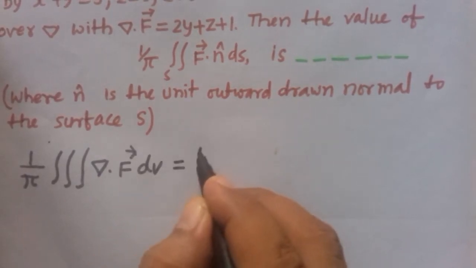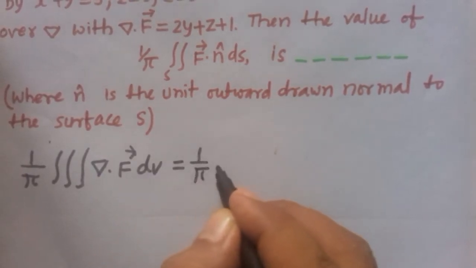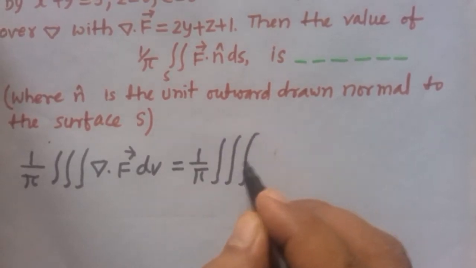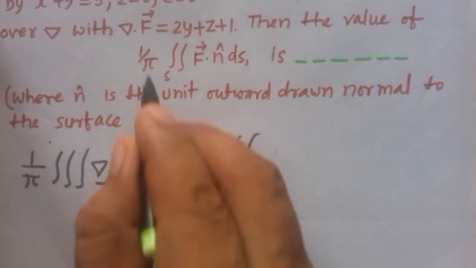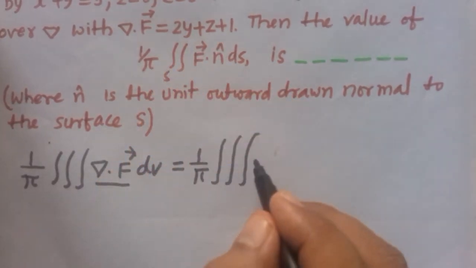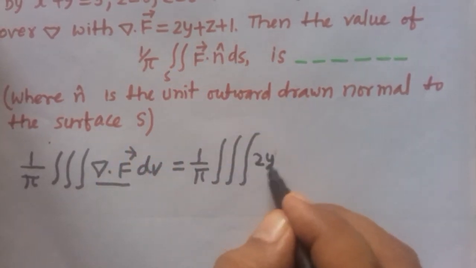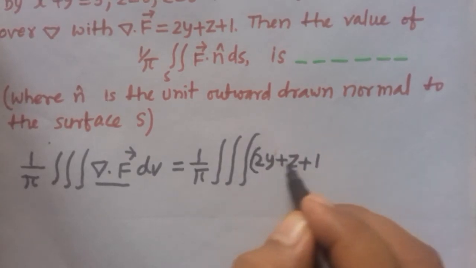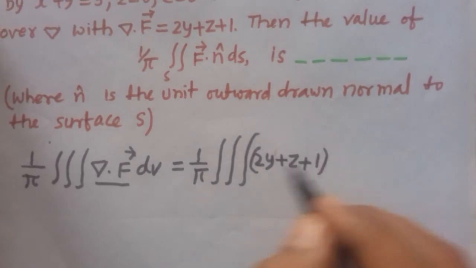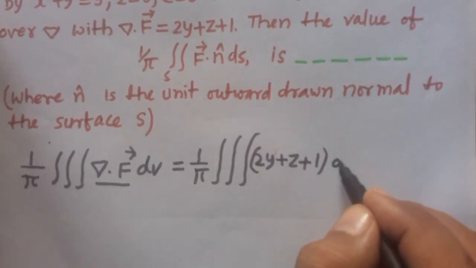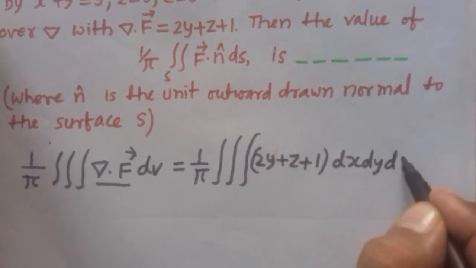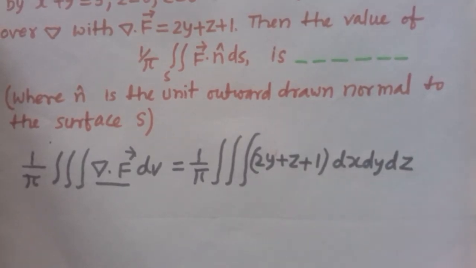In the next step, we can write 1 by pi, and here in place of this we can write 2i plus z plus 1. As you see yz in it, so dV can be written as dx dy dz. Now we go for the limits.